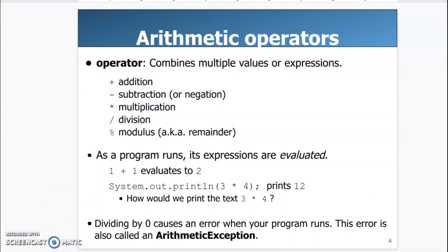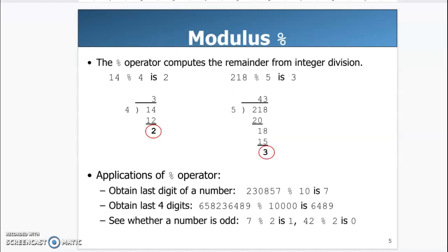We're going to see some modulus now. We'll talk about modulus, and then we'll talk about some quirky things that happen with division in our programs. Modulus is the remainder after an integer division. So here you would say 14 mod 4. The value is 2.